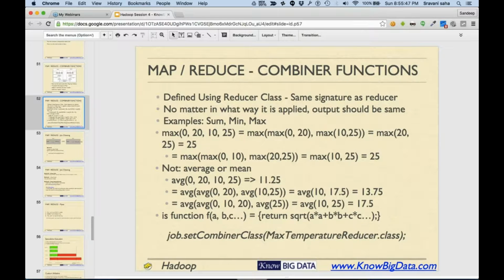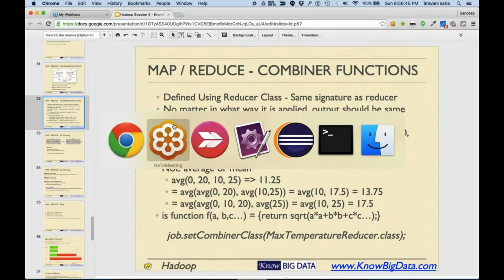Now, a bigger question. Why I'm emphasizing this property of a combiner is because the combiner is used in many other distributed paradigms, such as the standard Spark reducer. When we discuss Spark, you will know that.